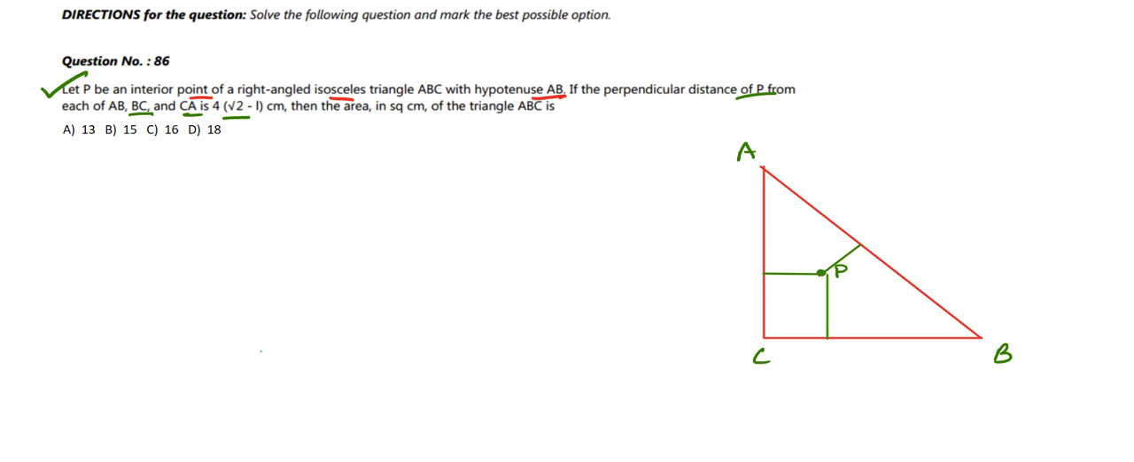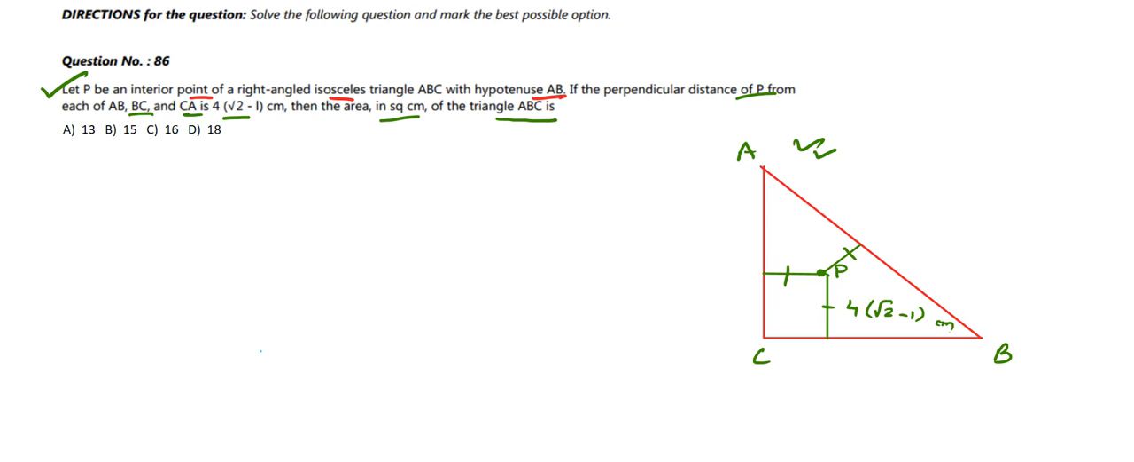Through the diagram it doesn't seem to be equal, but these three are equal, which is 4(√2 − 1) centimeters. So we have been given the equidistance from the sides. Then the area in square centimeters of the triangle ABC. So we need to find the area of this triangle ABC.